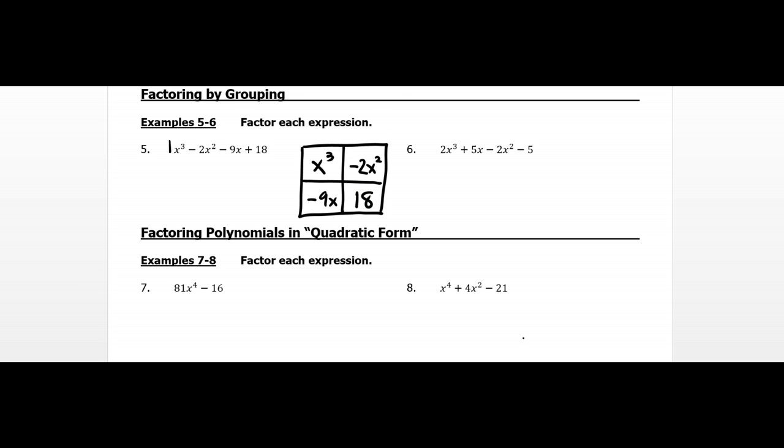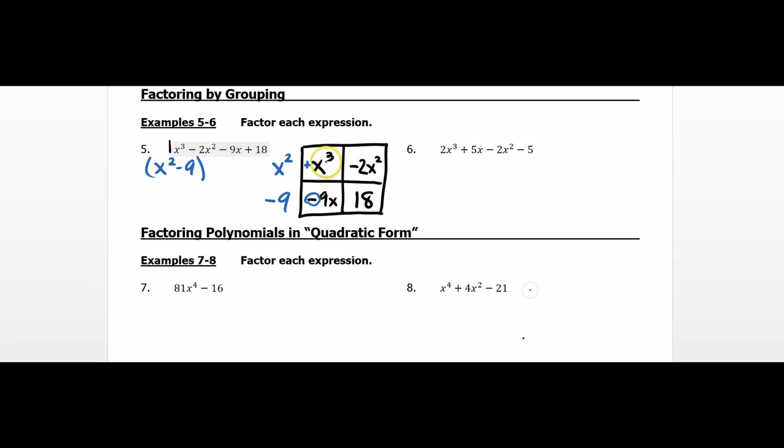And so what we do is we factor GCFs out of both the rows and the columns, and we follow the signs on the outer boxes. So x cubed and negative 2x squared, the GCF of those would be x squared, and that's going to be a positive since this term right here is a positive. Negative 9x and 18, the GCF is 9, and we'll take the negative out since this box here is negative. So we get x squared minus 9 as one of our binomials.